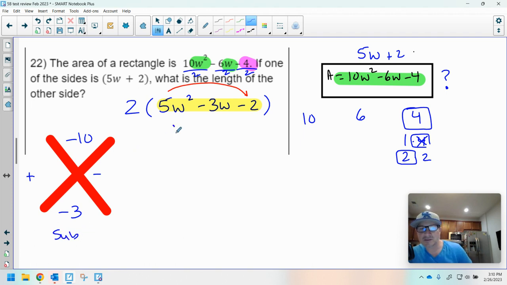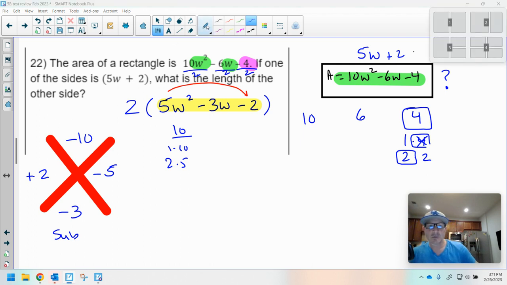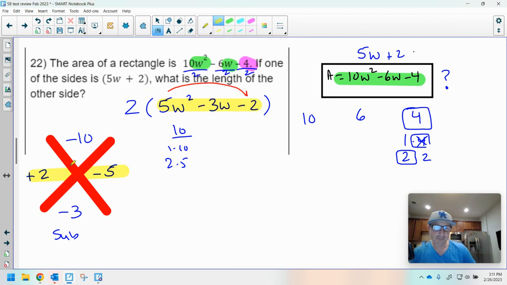Let's get the factors of 10. 1 and 10, do they subtract to 3? I don't think so. 2 and 5, do they subtract to 3? Yes. Now let's be careful of our signs. It has to be a negative 3. It's going to be 2 minus 5. That gives us a negative 3. All right. We have the sides of our x. So now we get our shovel out and we dig out the middle. See ya, negative 3w. You are out of here.